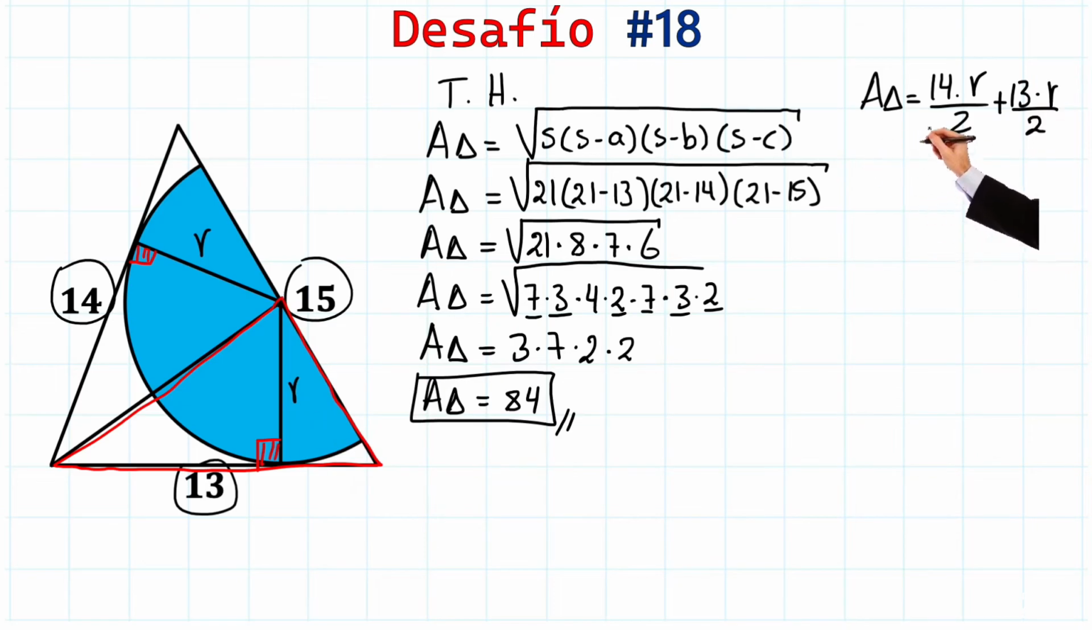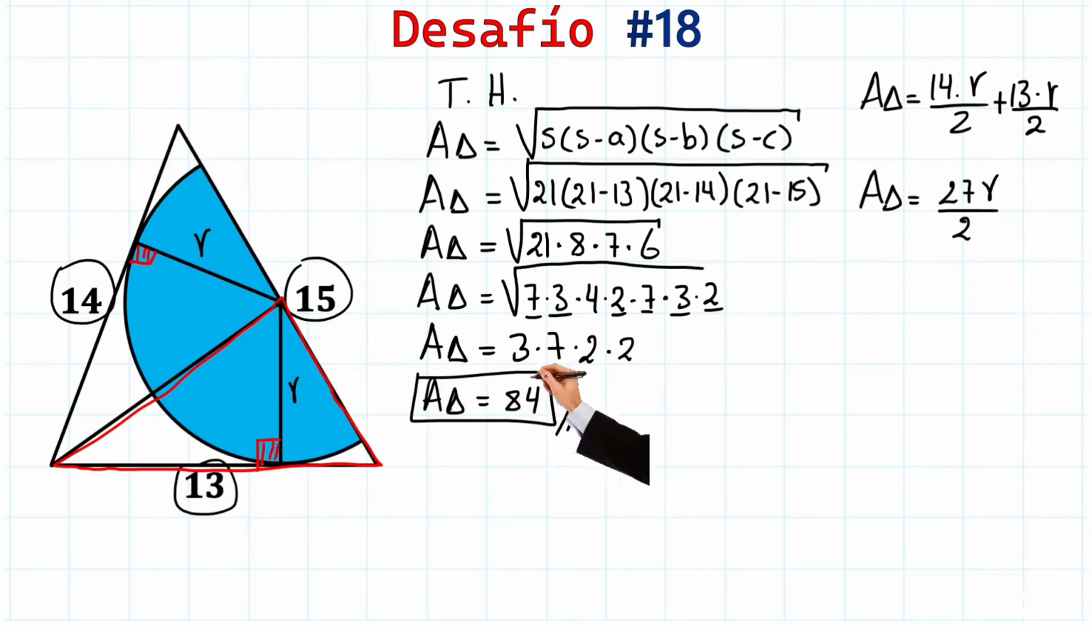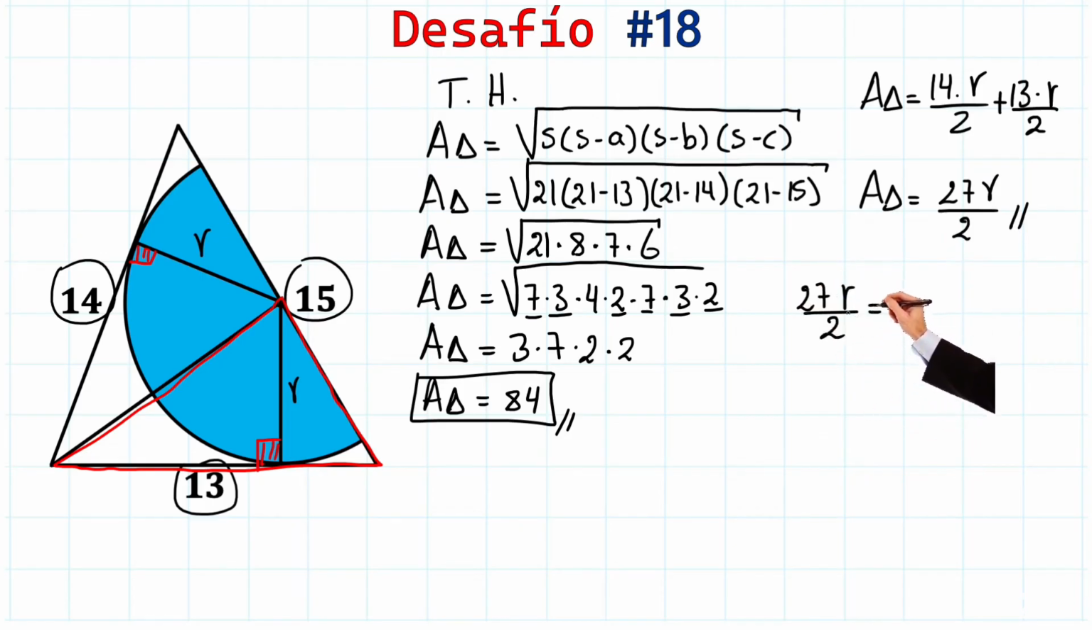Excellent. I don't simplify this because we have a homogeneous sum. We have that the area of the triangle is equal. We keep the denominator and add the numerators. We have here 14r plus 13r gives us 27r. Fantastic. We have here the area of the larger triangle, and here too we have the area of the same triangle, so we can equate them. We can say that 27r over 2 is equal to 84.